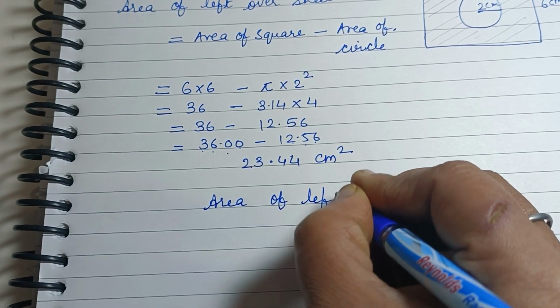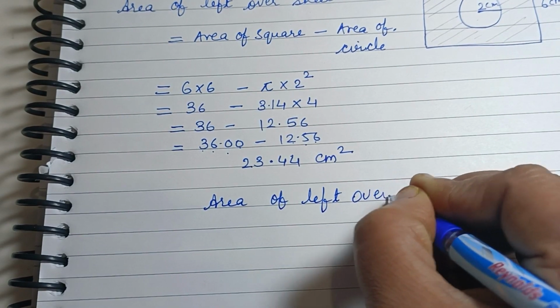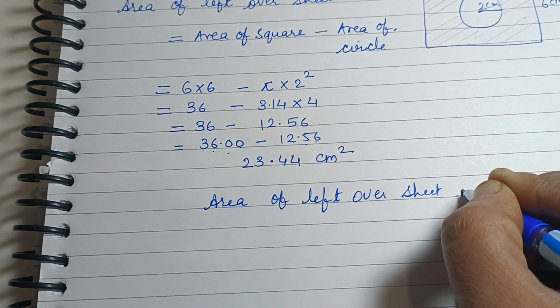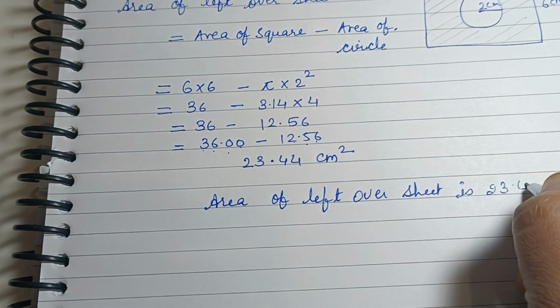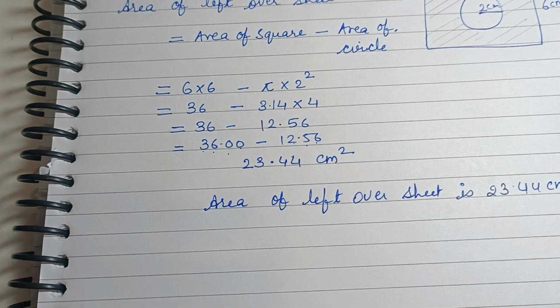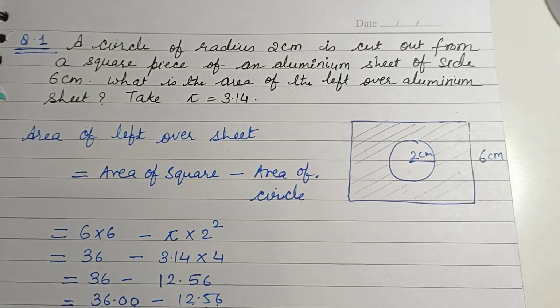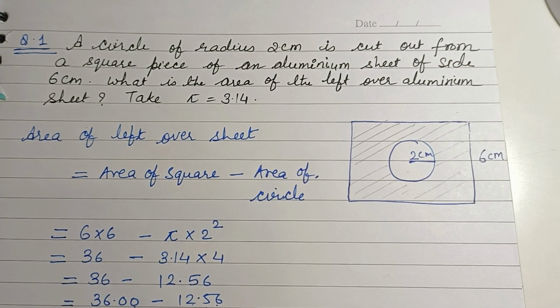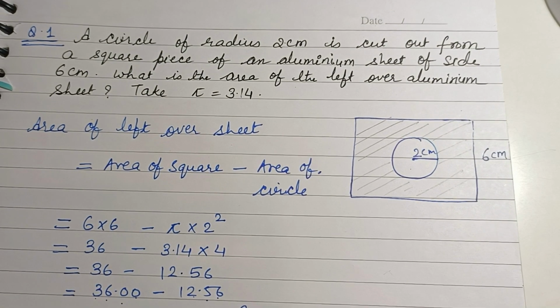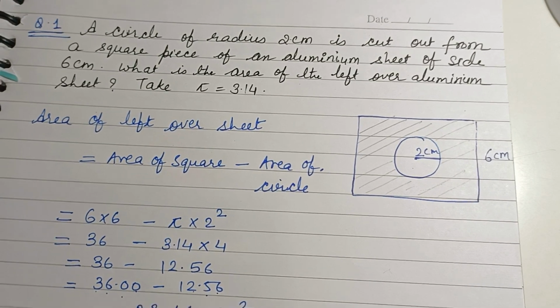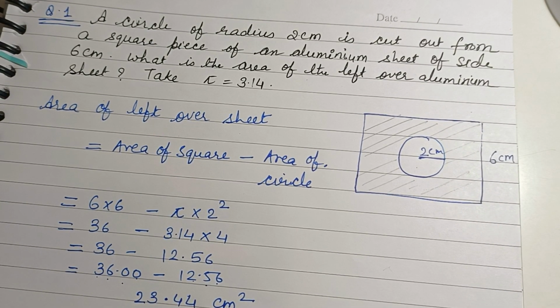Area of leftover sheet is 23.44 centimeter square. This question can be asked in that way also. Suppose there is a square garden, or say a rectangular garden. In this one, a circular tank is made. So just find out the area of the remaining garden, or the cost of laying the grass in the remaining garden. In this way also it can be given, but the same solution will go.